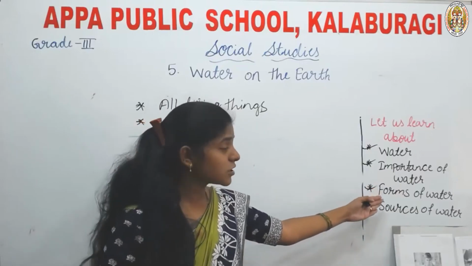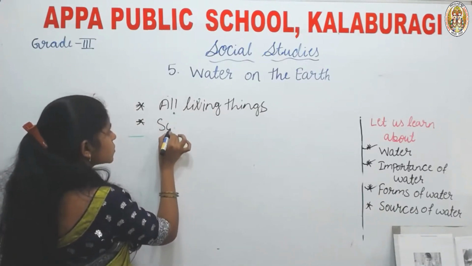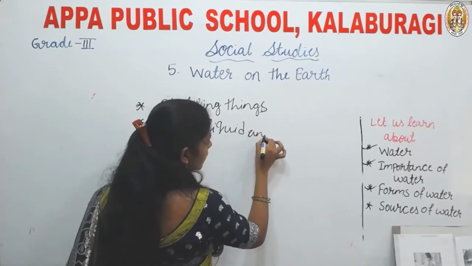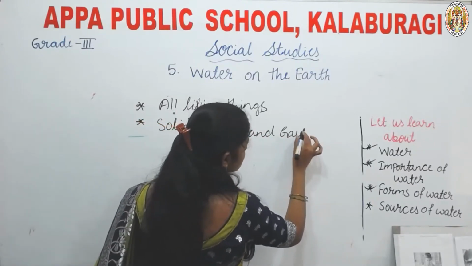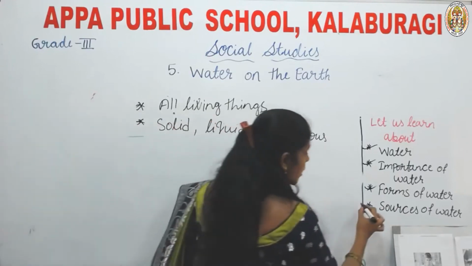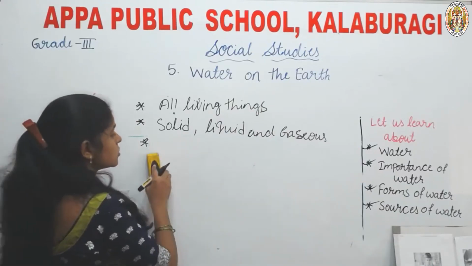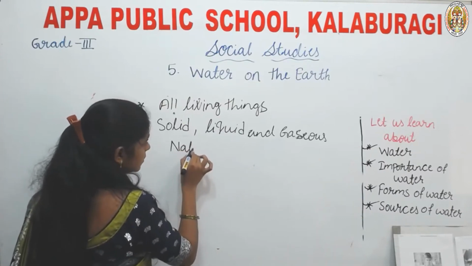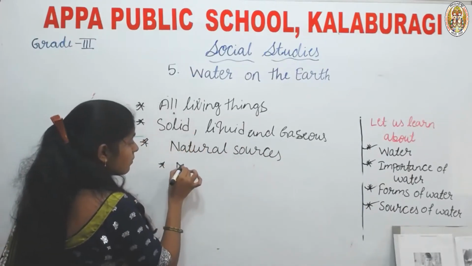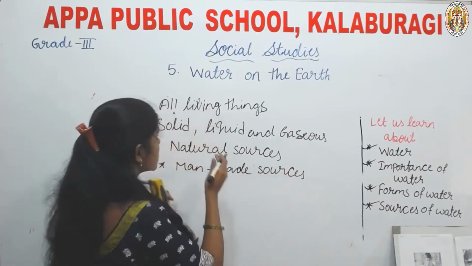Afterwards, what have we studied? Forms of water. We can see here three forms of water: solid, liquid, and gaseous. And lastly, we have studied about sources of water. Here we can see two sources of water: natural sources and man-made sources.